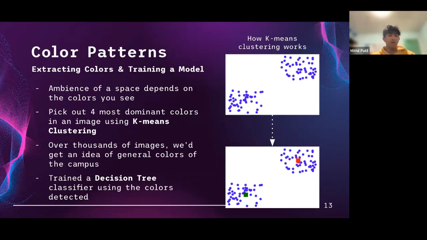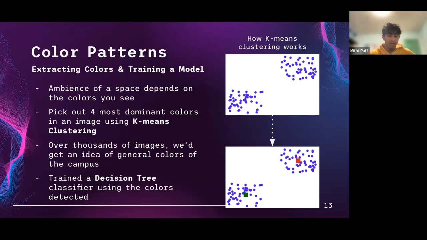And then the thought process was that over 1,000 of these images, right? We had 3,000 images in total. We could get a general sense of what colors are more prevalent in low retention rate colleges, what are more prevalent in medium retention rate colleges, and what are prevalent in high retention rate colleges. So eventually we had 4 colors for every single image that we had.